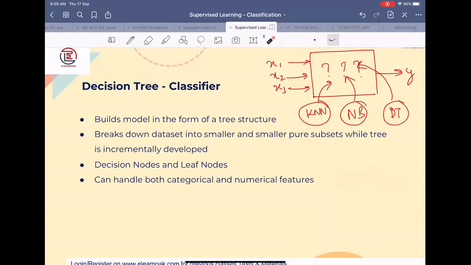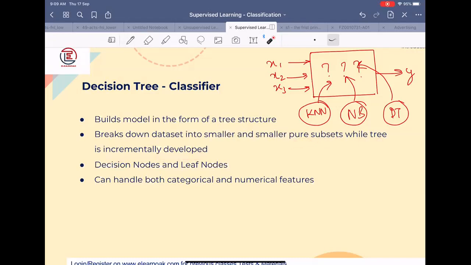I can stop at that point. Okay, so of course it may be a bit confusing at this point. Just wait for one more slide. In the next slide, things will become clearer. So we are trying to make smaller and smaller pure subsets. While we are doing this, we are incrementally developing the tree.